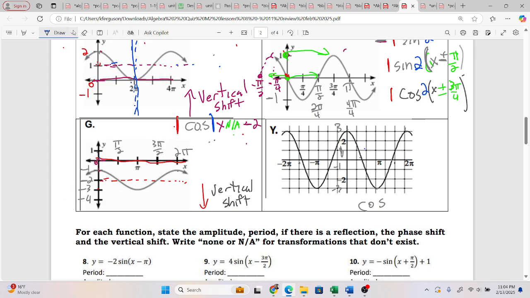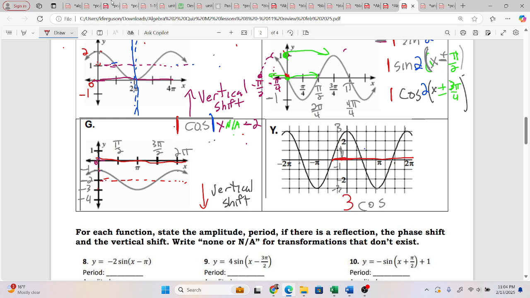Our amplitude, first, is red. Our amplitude goes from the midline, which is this. See how that cuts the graph in half? If this is the midline, we count up from the midline to get that distance, which is our amplitude. So 1, 2, 3. My amplitude is 3.